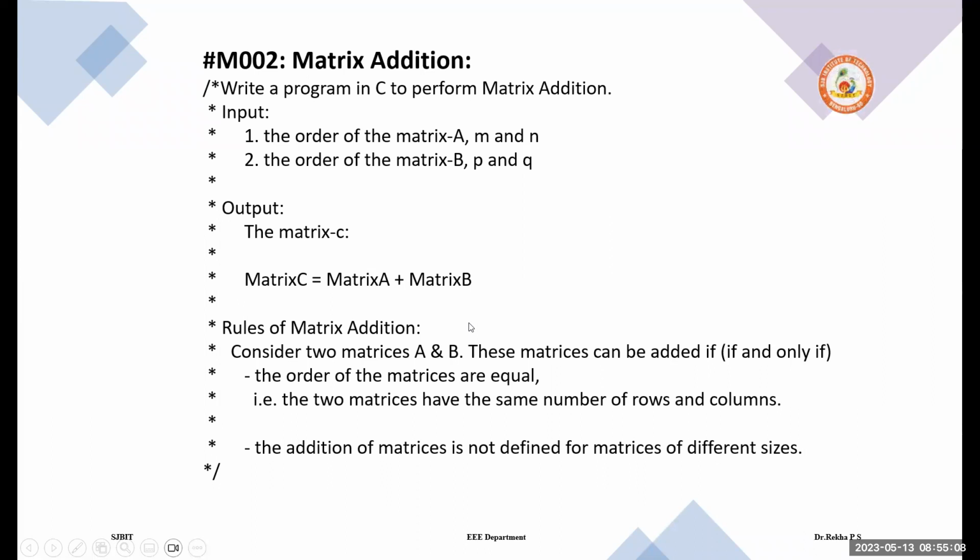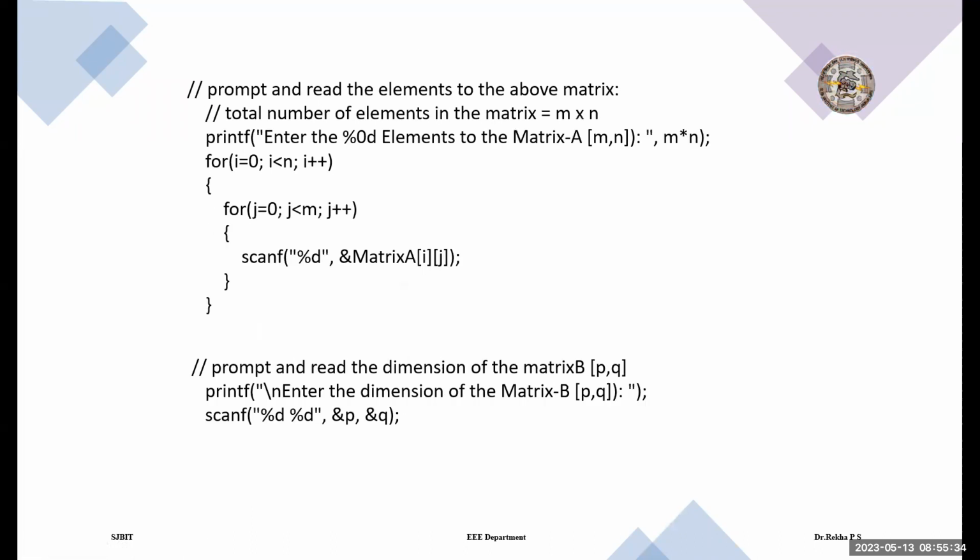I told you the rules to be followed during matrix addition. We have to consider two matrices, A and B. These matrices can be added if the order of the matrices is equal, that is, the two matrices have the same number of rows and columns. So the addition of matrices is not defined for matrices of different sizes.